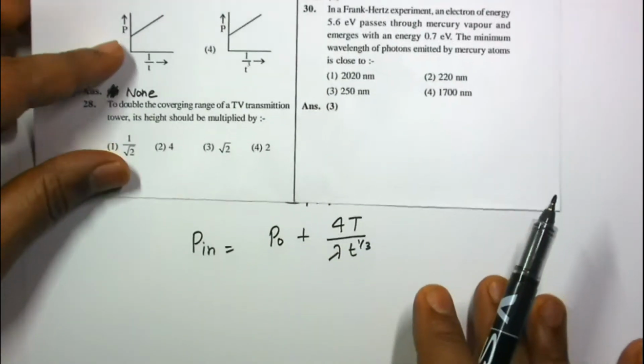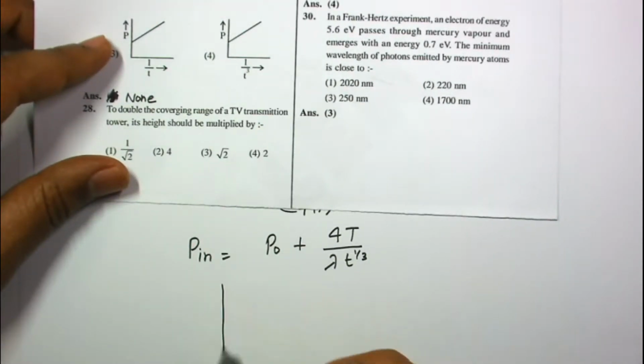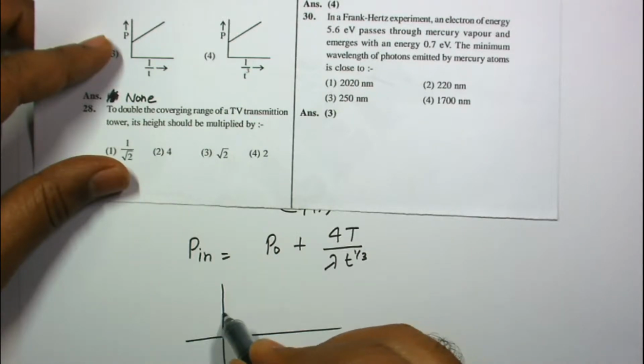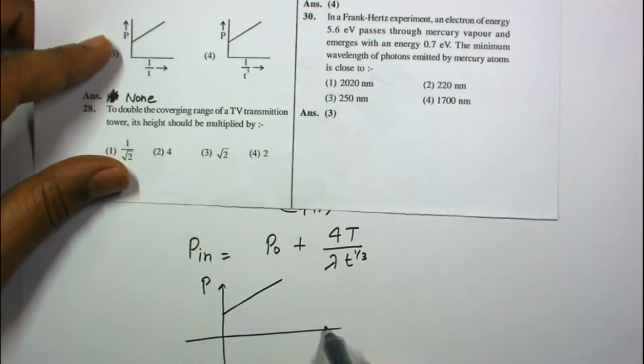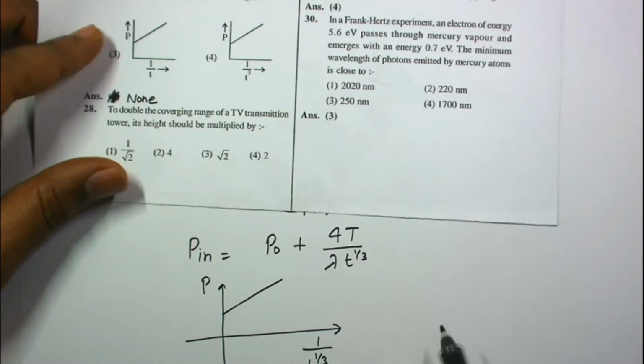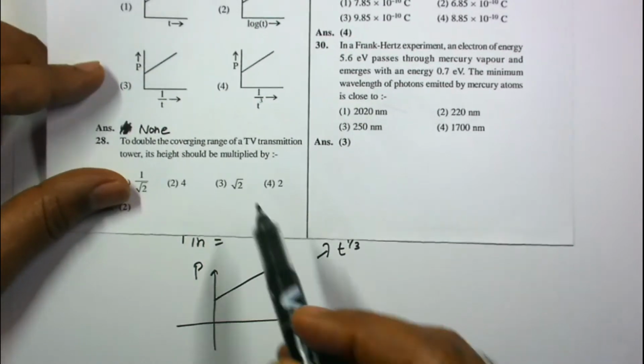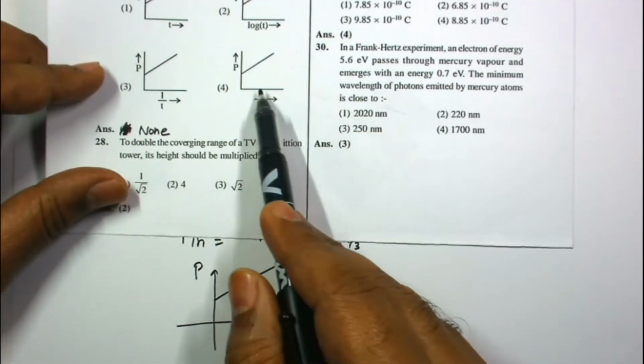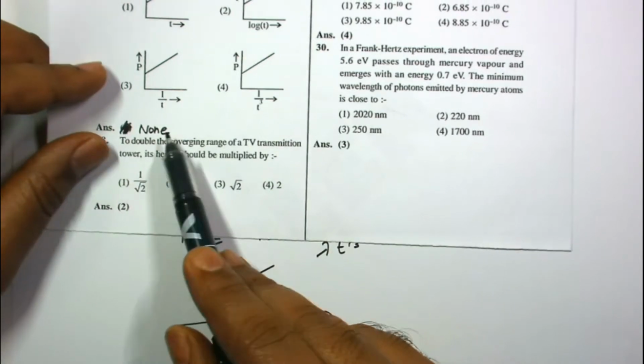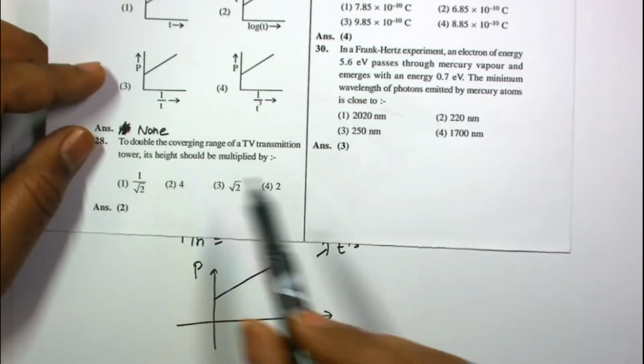The last option, option number 4, would have been correct if the graph is drawn between P versus 1 by T to the power 1 by 3. So if this was the case, then this graph could have been correct, but here T to the power 3 is given, so this is also incorrect. So none of the options is correct for this question.